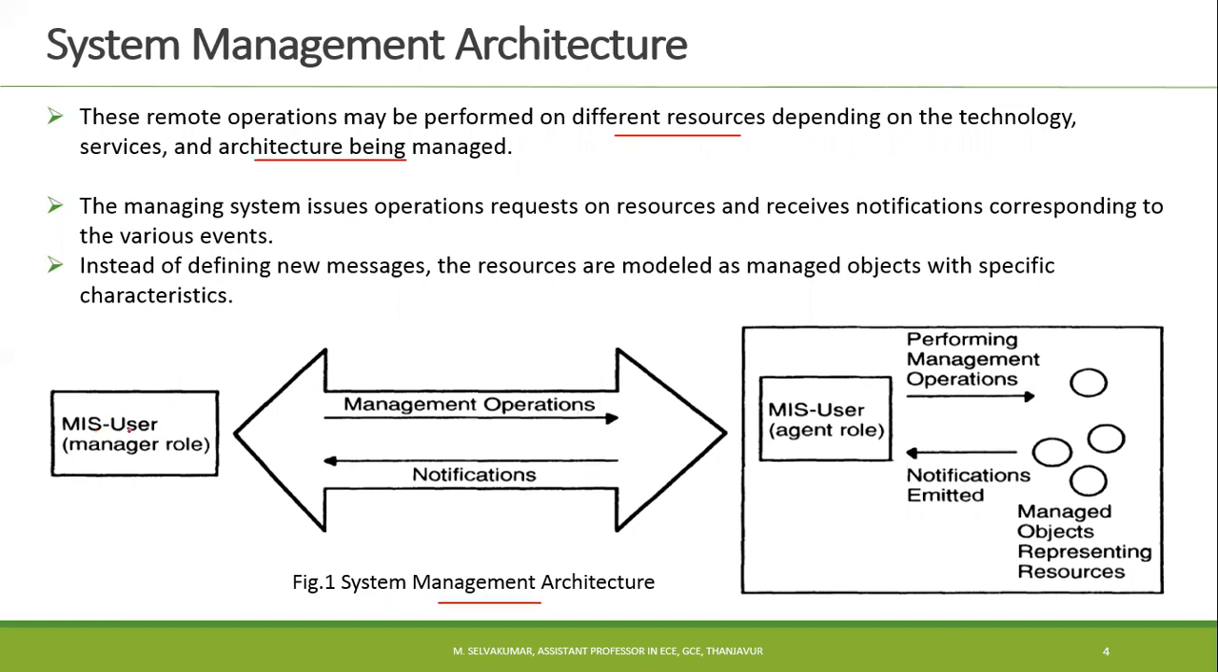This is the system management architecture. There is an MIS, a management information systems user, with a manager role. It sends a management operation to the managed system. Here there is the agent role, performing the operations on the managed objects. After completing the operation, a notification is emitted, and this notification or trap message is written back to the manager. The manager requests operations and receives notifications corresponding to various events.